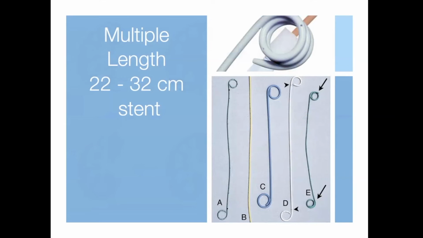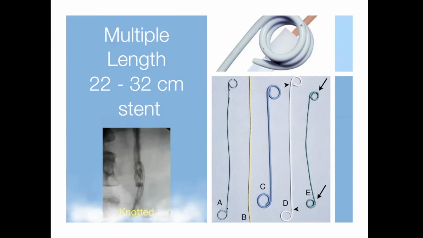I like to use multi-length stents for diverticular procedures. They tend to have a larger coil structure that keeps them in the diverticulum. This is probably the only situation where I like to use multi-coil stents. Watch out for these because they can become knotted if you're not careful.